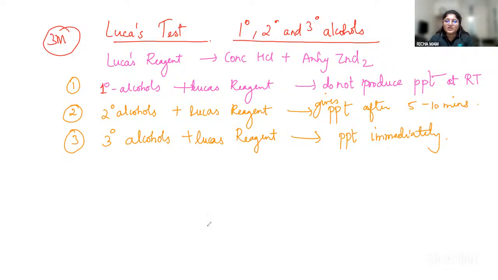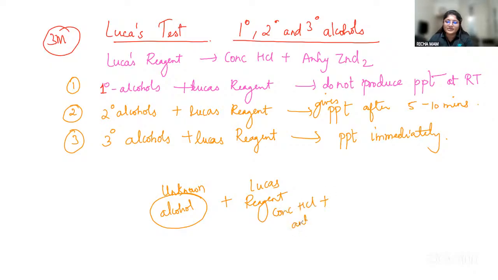So how does this help us? Suppose I have an unknown alcohol, and I want to find what type of alcohol it is, whether primary, secondary, or tertiary. I will react it with Lucas reagent, which is concentrated HCl plus anhydrous ZnCl2. When I react it with this reagent, it has given the precipitate, but after 5 to 10 minutes.